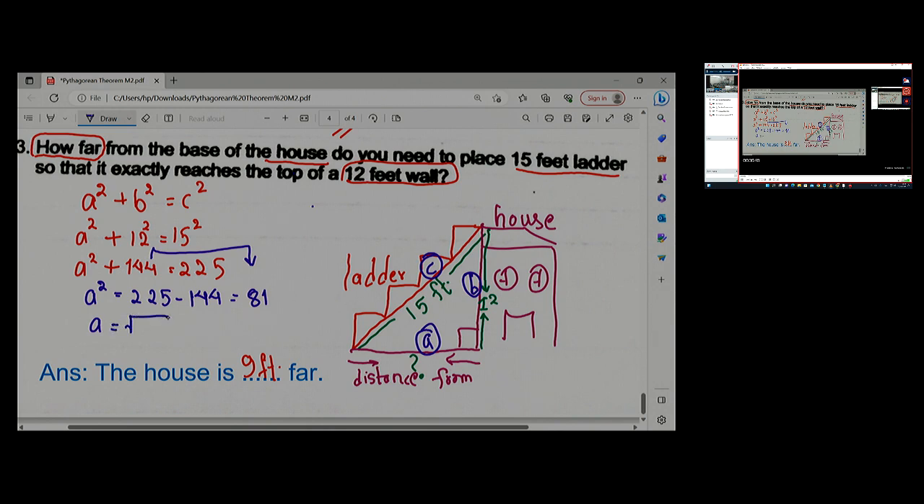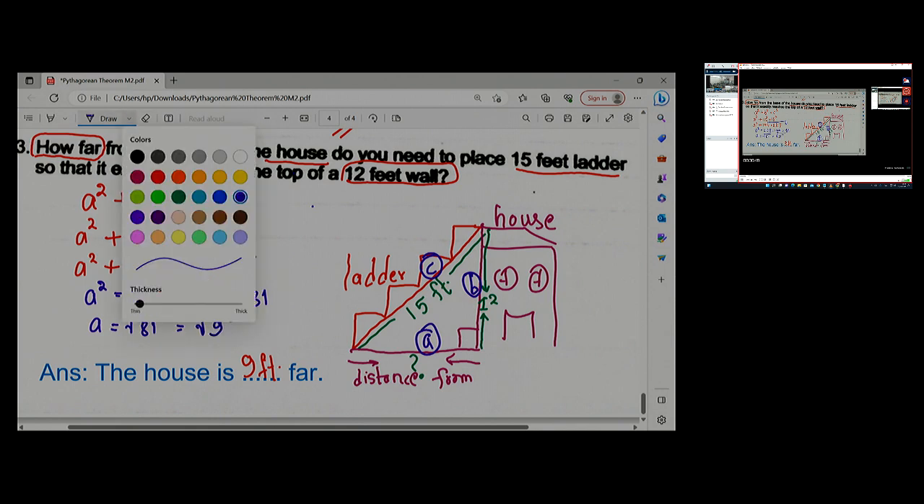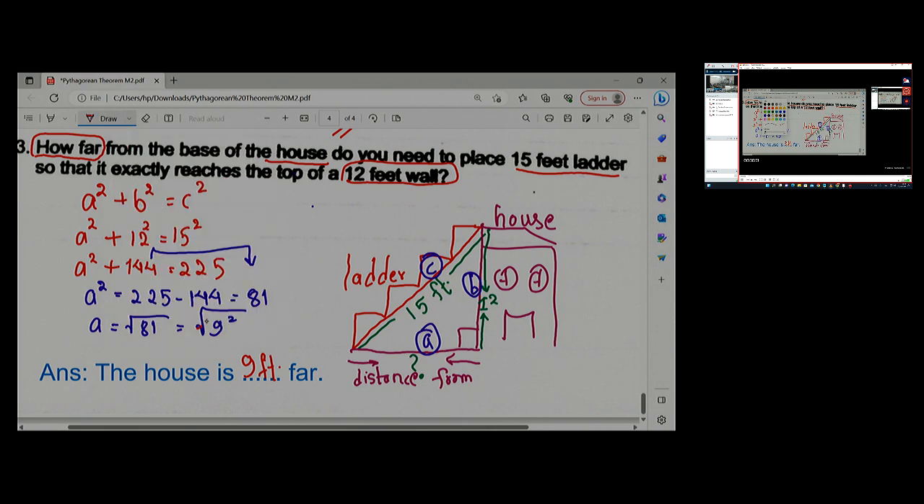So that means A is root under 81. What is the square root of 81? 9. So we get, okay, yes, you are correct. A is 9. And A is the distance from the house and the ladder. So the house is 9 feet far. Understand? Easy? Not easy. Some say easy, some say not easy. What is hard? Is understanding the question hard?